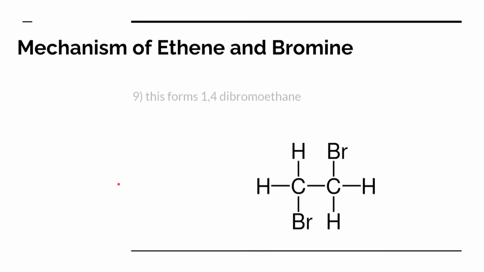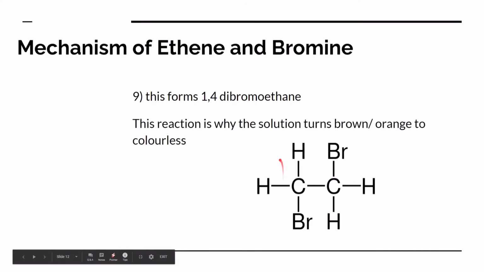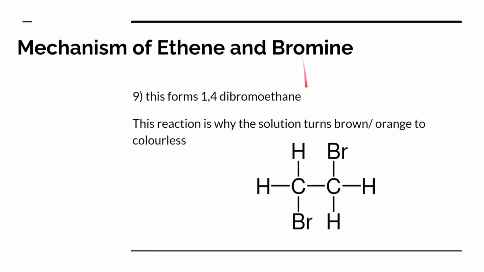And so this will now form our 1,2-dibromoethane. As you can see here, our covalent bond is now formed between the carbon and bromine, and we have another one down here from earlier on in the reaction. And it's because of this reaction that the solution of ethene and bromine turns from brown-orange to colourless, because we've now taken the bromine molecules and put them into the ethene molecule to get our dibromoethane. So the colour of the bromine molecules are no longer being shown. So we now have a colourless solution.